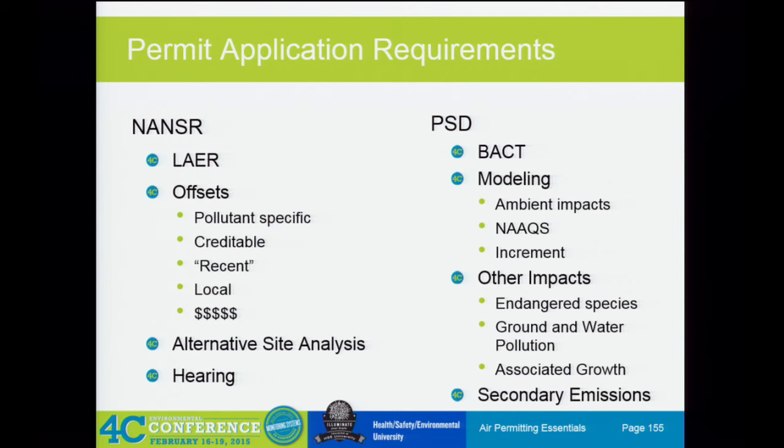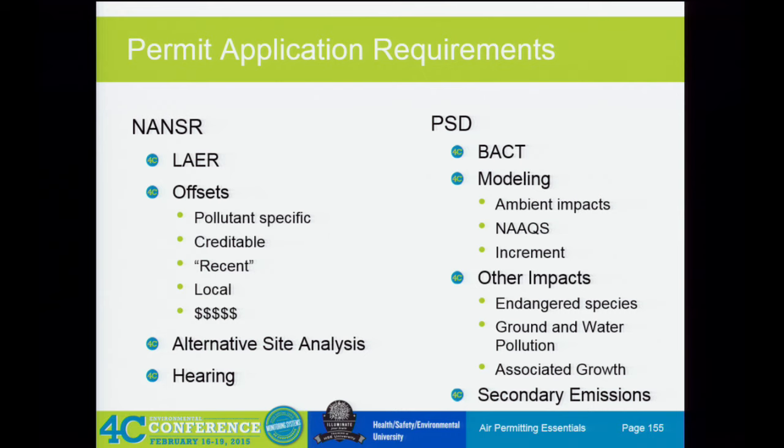So now we're going to talk about the permit application requirements for the two federal construction permits, our non-attainment new source review and our PSD permits. So first level is the control technology that's involved with both. Under non-attainment new source review, we've got LAER, which is lowest achievable emission rate, versus PSD, which is our best available control technology. And we'll discuss the differences between the two.